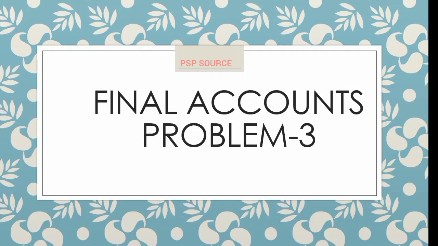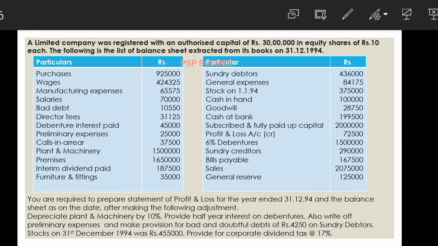In our previous videos we were seeing balance sheet problems. Now we are going to work out a full pack of final accounts, which covers the profit and loss statement and balance sheet. The problem is: a limited company was registered with an authorized capital of rupees 30 lakh in equity shares of rupees 10 each. The following is the list of balances extracted from its books on 31st December 1994.